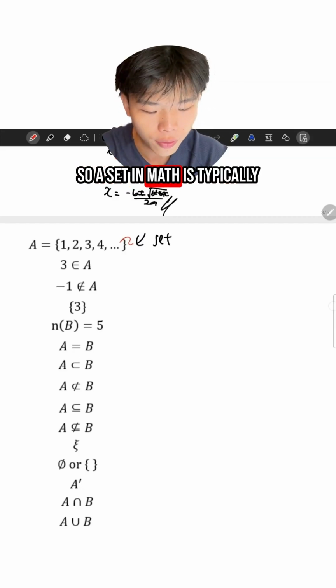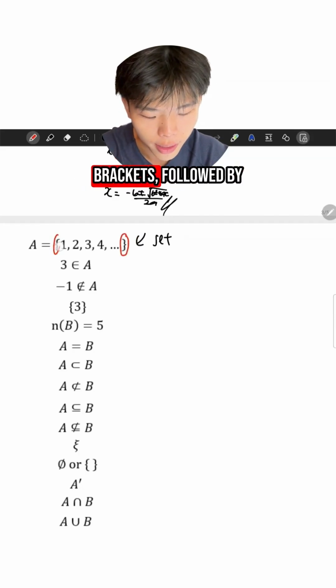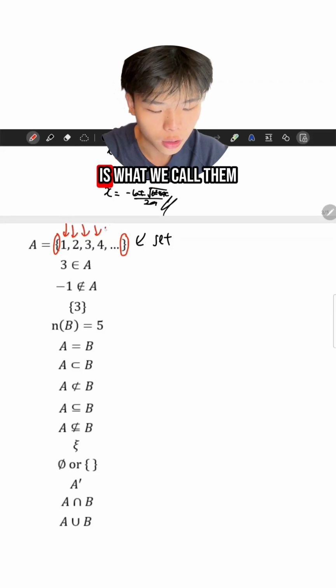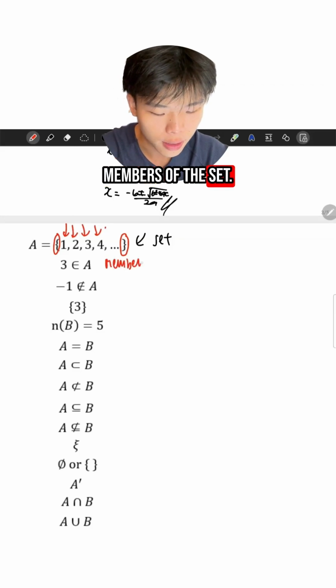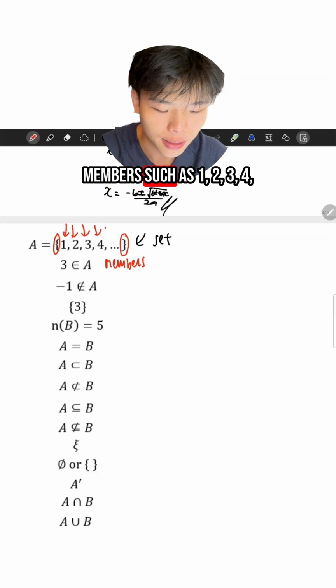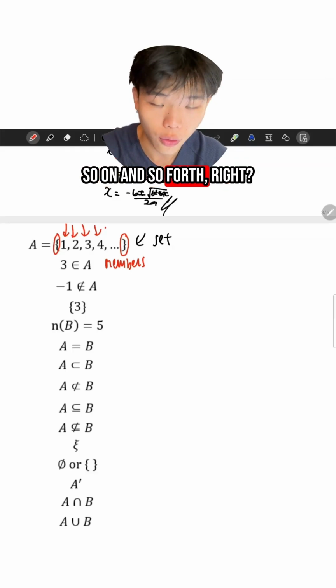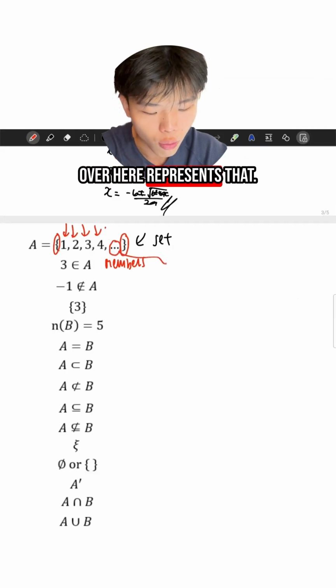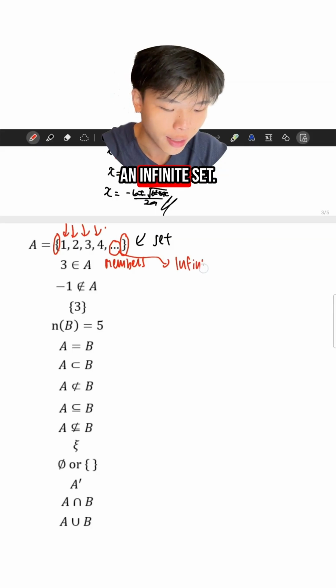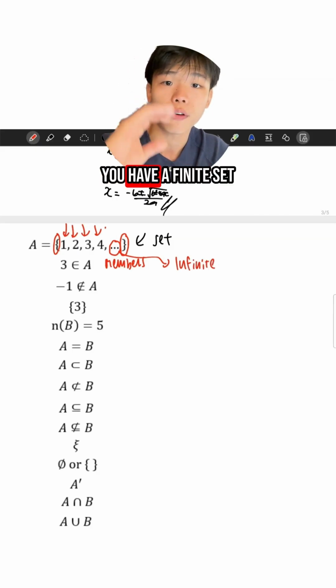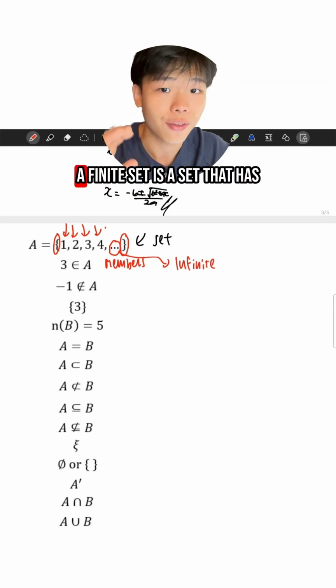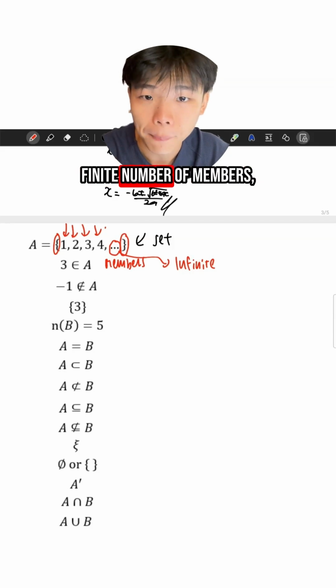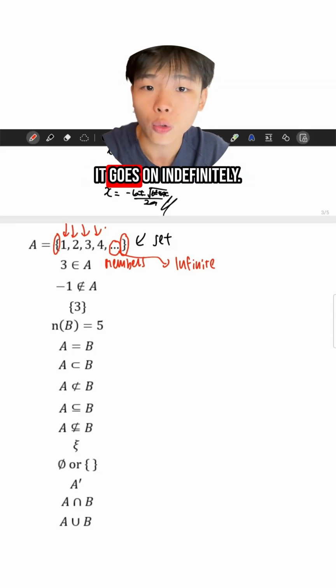A set in math is typically denoted by these curly brackets, followed by elements inside of it, which we call the members of the set. Over here, we can see that this set contains members such as 1, 2, 3, 4, and so on and so forth, right? And this ... over here represents that this is an infinite set. So there are two types of sets. You have a finite set and an infinite set. A finite set is a set that has a finite number of members, whereas an infinite set goes on indefinitely.